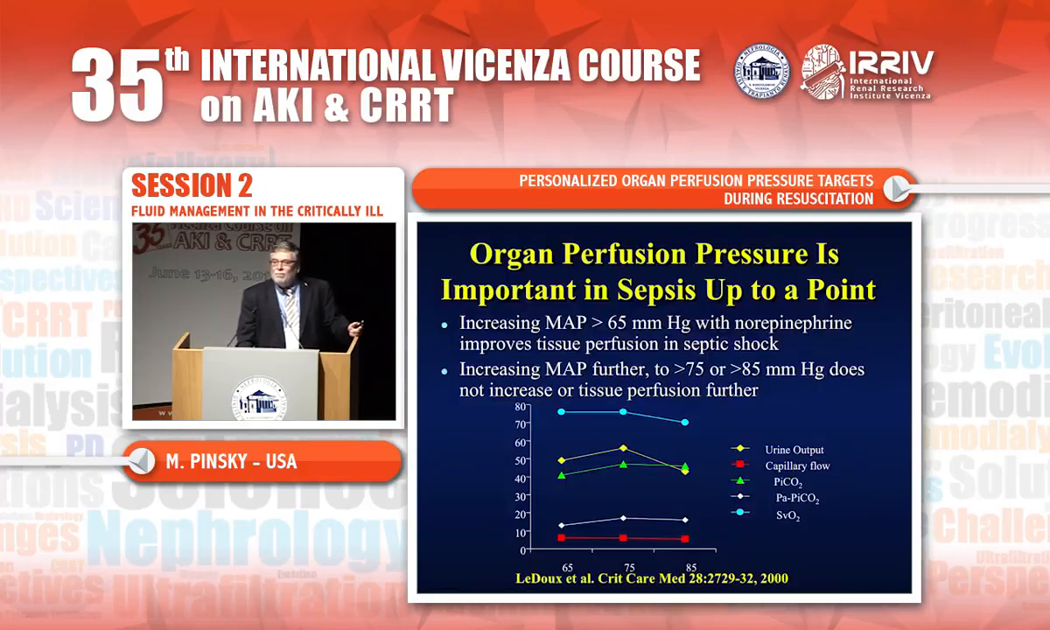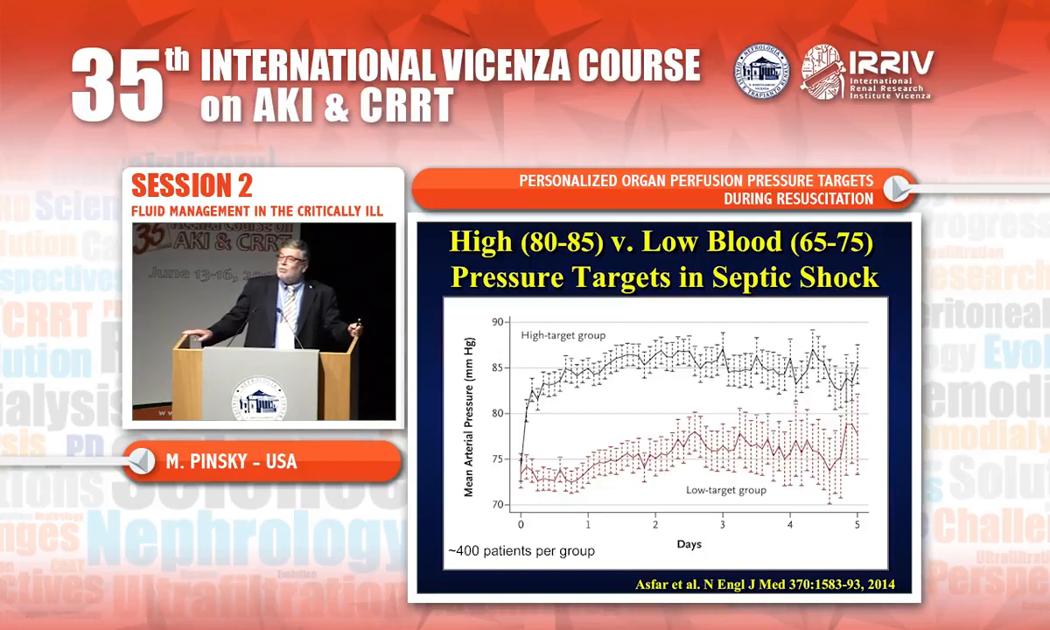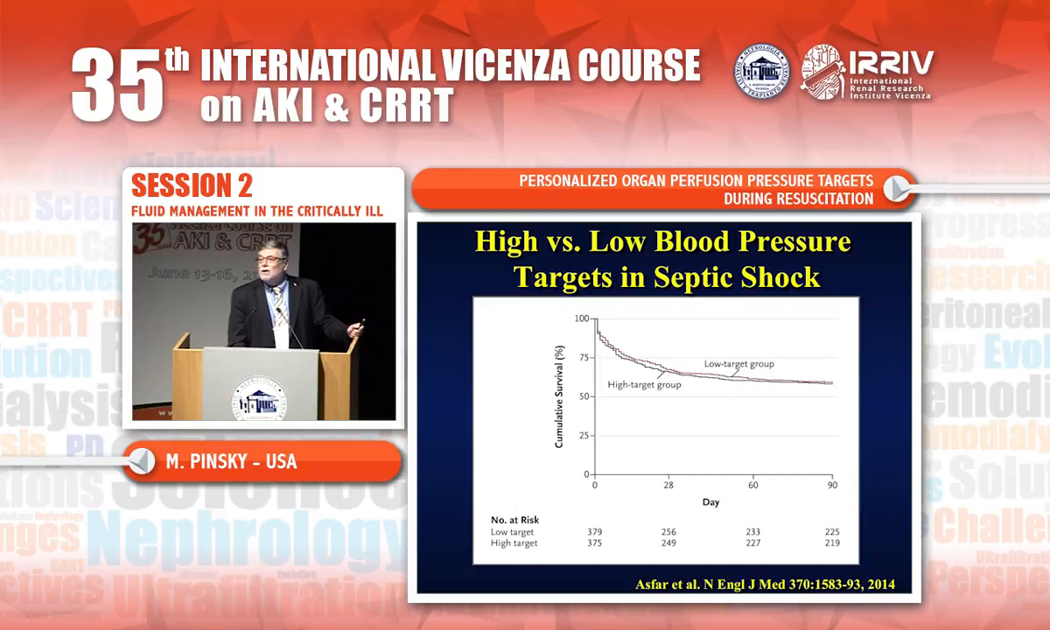What should that value be? Well, we know it's at least 65 because when you go in septic shock to a mean arterial pressure of 75 or 85, no measure of flow was very different. Asfar, from the French group, tried to see if this was really true in a large series of patients. So they had patients in which they targeted 85 or 65 to 75 as the mean arterial pressure, and they had no difference in outcome.